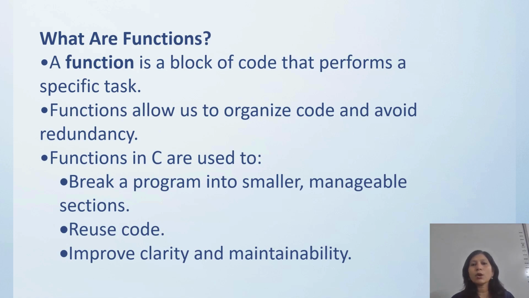A function is a block of code that performs a specific task. It allows us to organize the code and avoid redundancy. In C, it is used to break a program into a smaller number of units and manageable sections. Using this, we can use the code a number of times. It also helps in clarity and maintainability. So functions are basically blocks of code that are used to break down a problem into a smaller number of units.